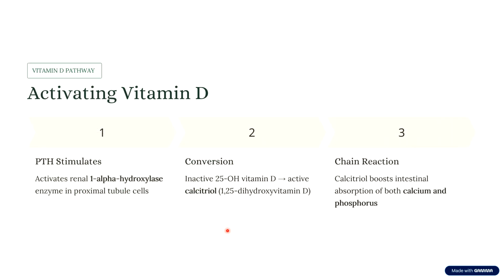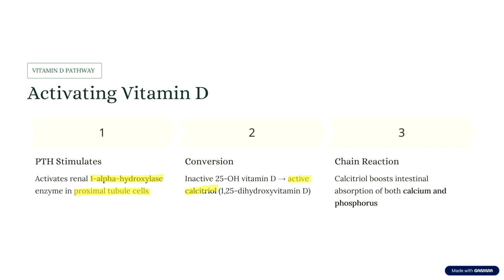So, the activating vitamin D pathway. PTH activates the renal 1 alpha hydroxylase enzyme in proximal tubule cells. So we should remember this enzyme name, 1 alpha hydroxylase, which is present in the proximal tubular cells. Then it helps in the conversion of what? Inactive vitamin D into active calcitriol, which is 1,25 dihydroxyvitamin D. So what is the active form of vitamin D? We should remember that it is called active calcitriol.